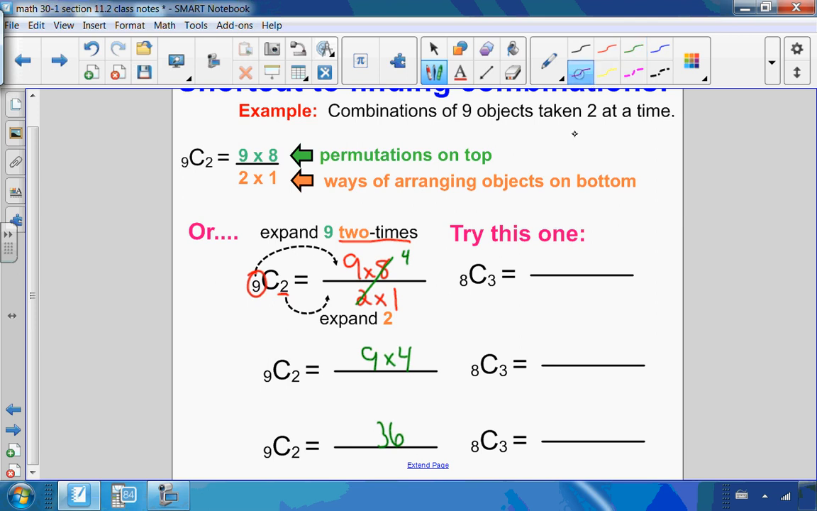Let's try that again. So if I have 8C3, what I'm going to do is take 8 and expand it 3 times. So 1, 2, 3. And then I take my 3 and I expand that 3, 2, 1. Okay, so looking at that, I've got 3 times 2 is 6 on the bottom with a 6 on the top. So it just simplifies to be 8 times 7, which is 56. So that's a nice little shortcut way of expanding these and simplifying them without actually using my calculator.